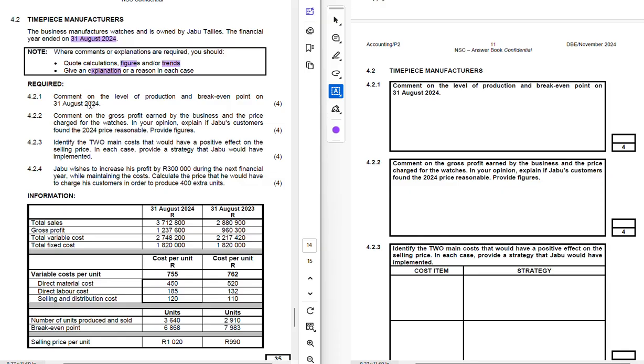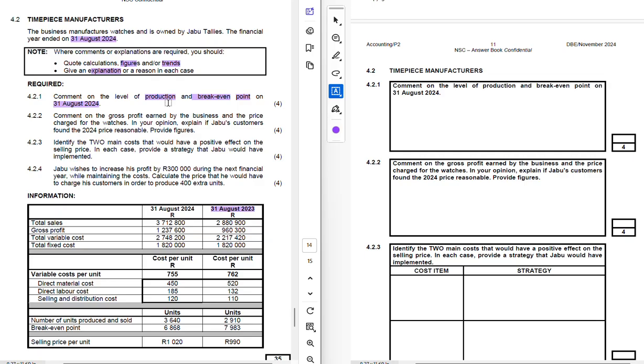4.2.1, which is part of our required: comment on the level of production and the break-even point on 31 August 2024. So we're currently commenting on production and break-even point. What are the mistakes that candidates would have made in this question? They would have commented on the previous year's production and break-even point, or only commented on production and not break-even point, or vice versa. A date is very important in accounting, and you need to understand what you have been asked at that particular point in time.